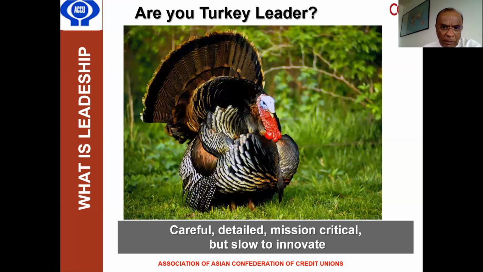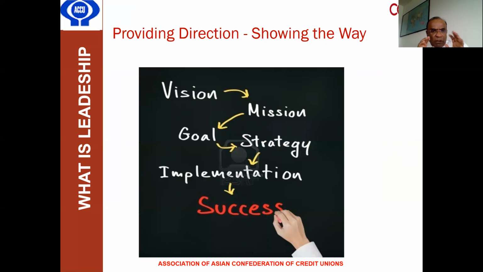So I'll go to the next one. The Turkey is very careful, very detailed, and the mission is very critical, but slow to innovate. I think this is also leadership, some aspects we need to understand. So we go to directly providing the directions to show the way. This is no matter whether you are a goose or an eagle, and you are going to the Turkey.